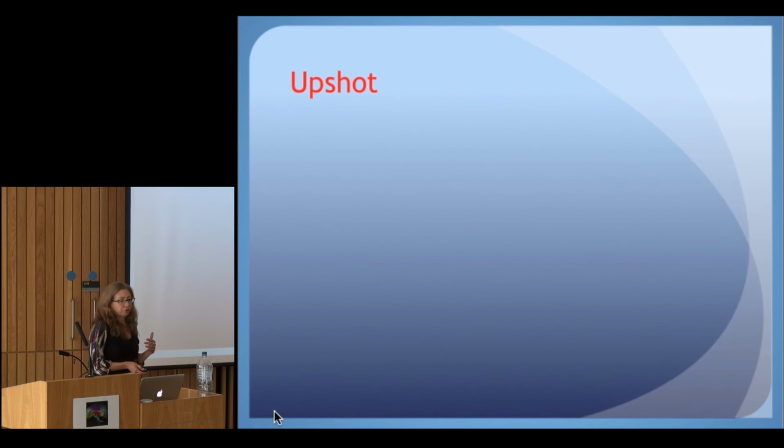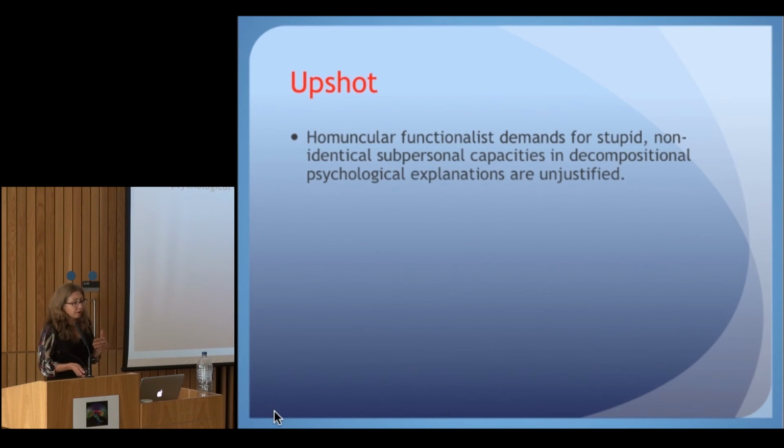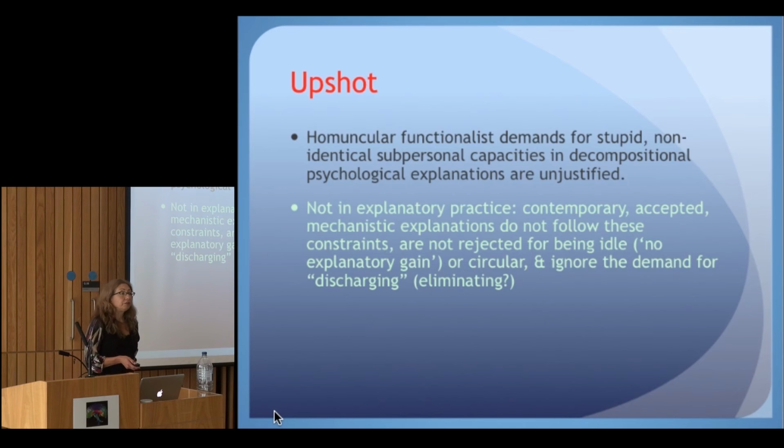Okay. So let me just summarize this part here. The upshot is that homuncular functionalist demands for stupid, non-identical, subpersonal capacities in decompositional psychological explanations aren't justified. You don't find these constraints in general explanatory practice. Contemporary, accepted mechanistic explanations do not follow these constraints. They are not rejected for being idle, with no explanatory gain, or circular, and they ignore the demand for discharging or eliminating, assuming there's a difference. And I'm not sure there is one.